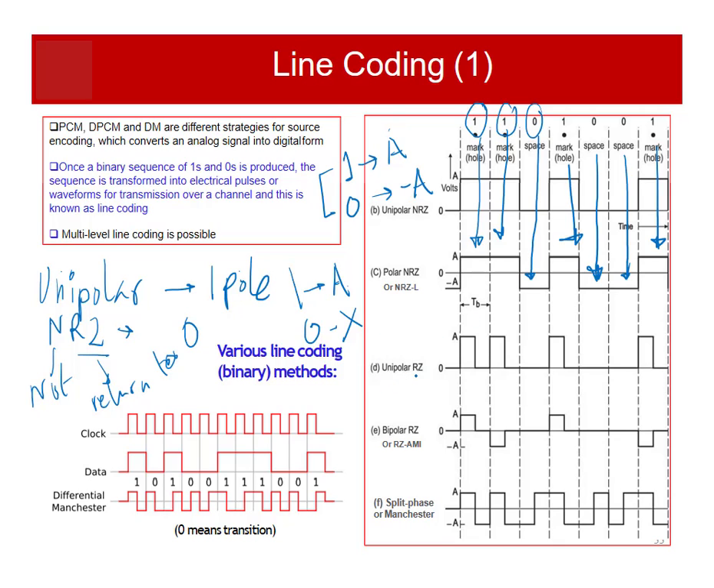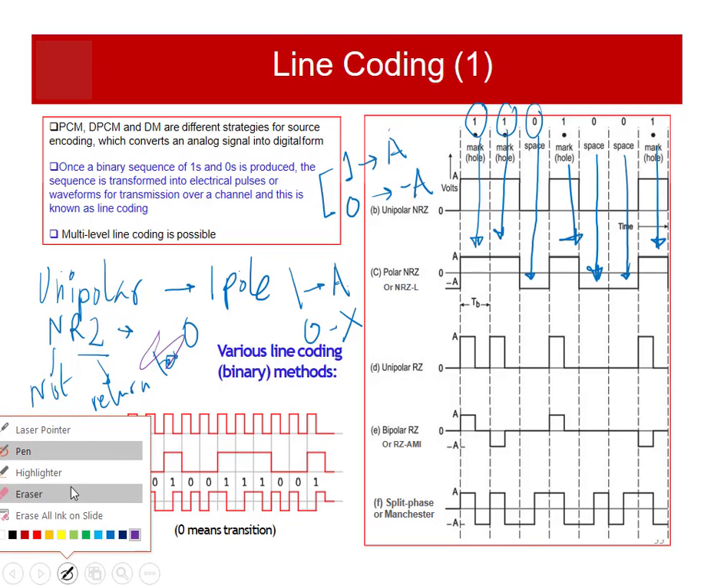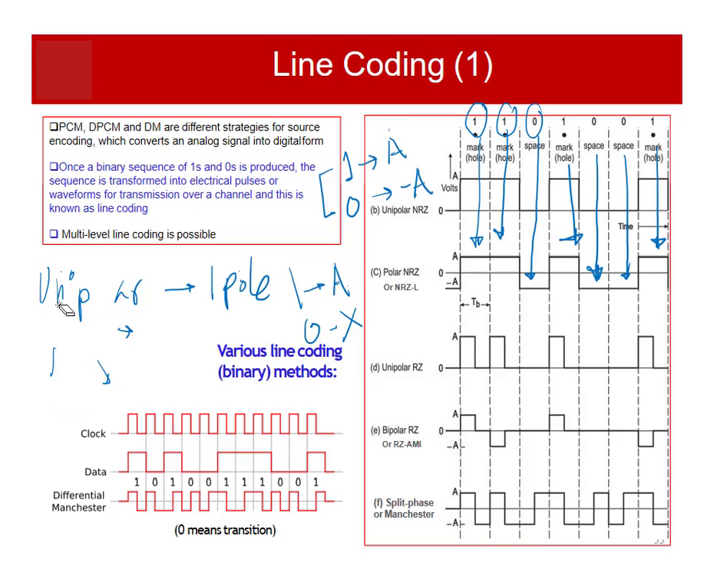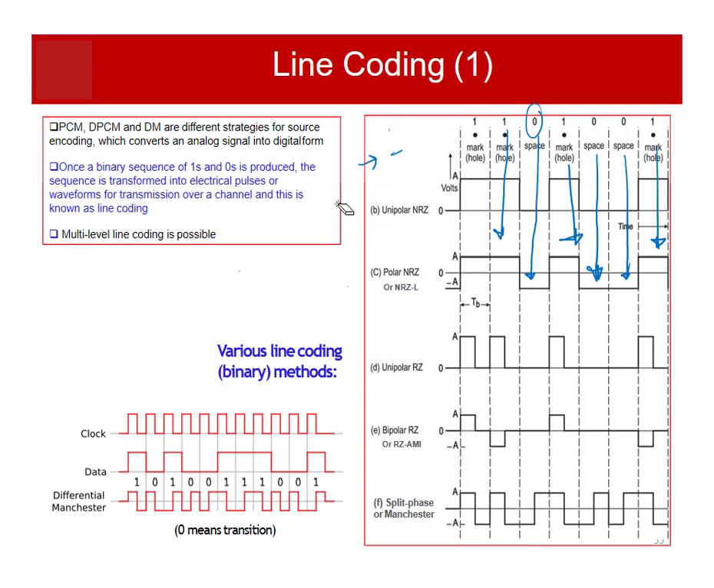Let's talk about RZ, or return to 0. Return to 0 basically means each of your bits should return to 0 value at some point. So let's just demonstrate this with the diagram.